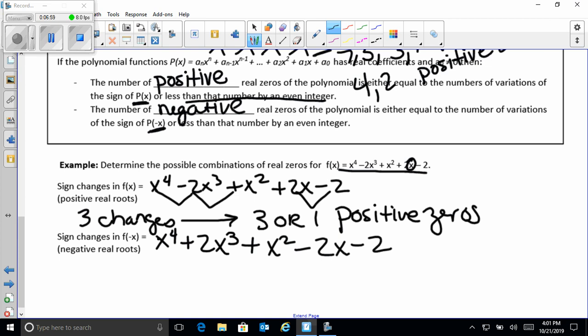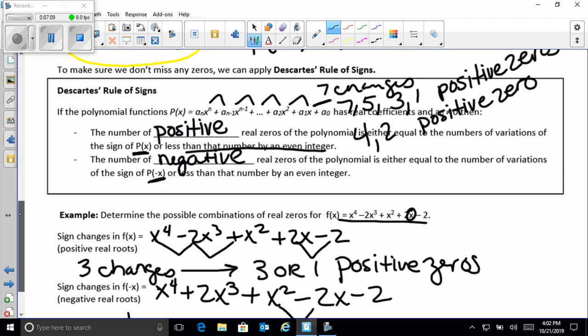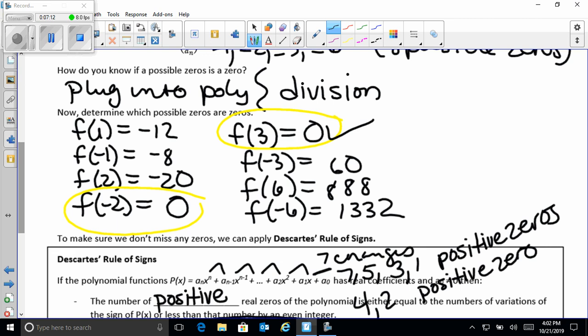And looking for sign changes, I see 1 here. There's only 1. So that means there's 1 negative zero. And if I look up above where I plugged them in, I did have 1 negative zero. So I found my positive rational solution and a negative one.